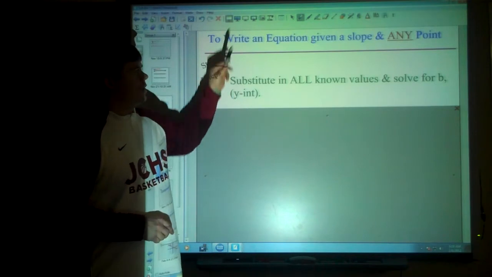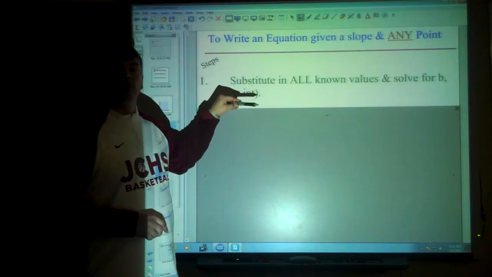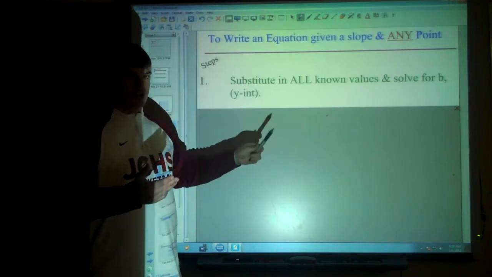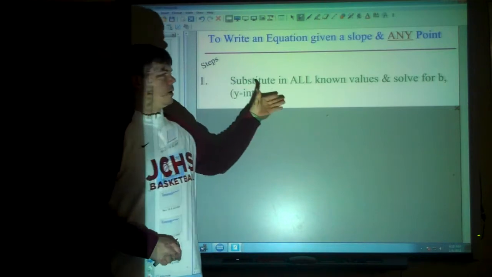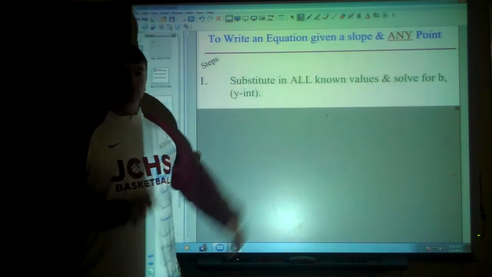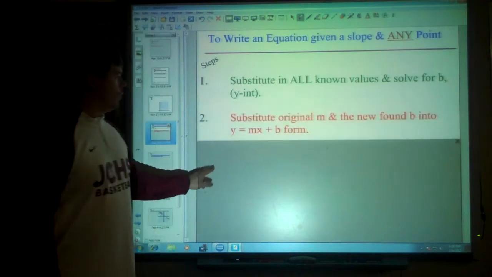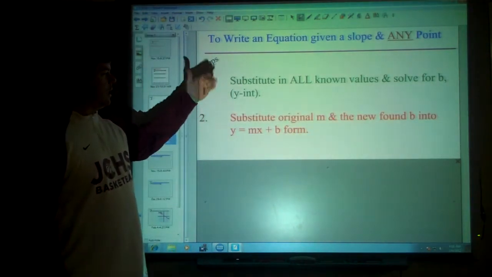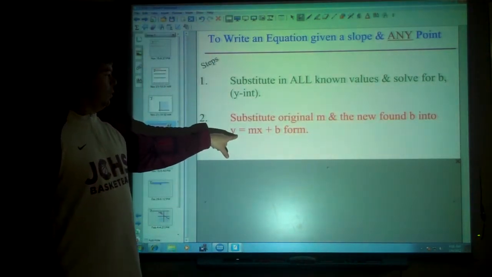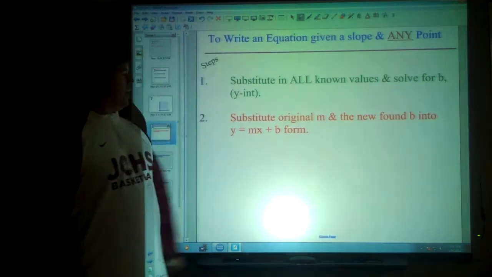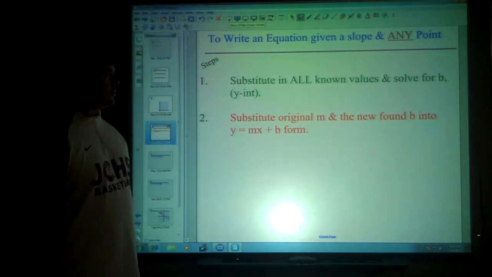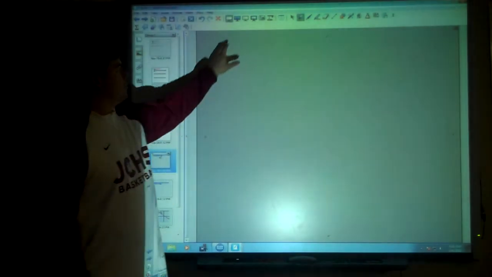Before, you were given the slope and the y-intercept and you would substitute them in for m and b and write your equations. Now we're going to have a coordinate and the slope. We just won't have the y-intercept. Once you're done solving for the y-intercept, you can go back and do what you did before, which is to write y equals mx plus b. So you substitute the values in.